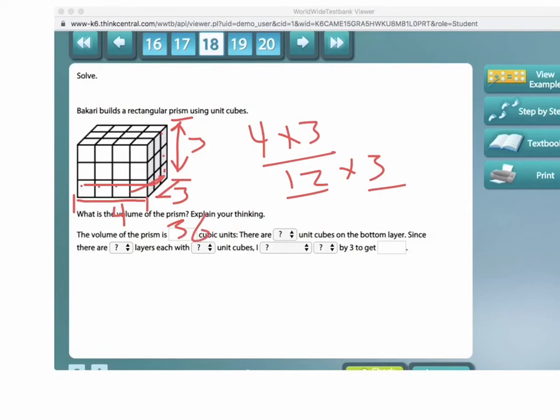There are 12 cubes on the bottom layer, and there are 3 layers, each with 12 cubes, so it would be 12 times 3 to get 36.